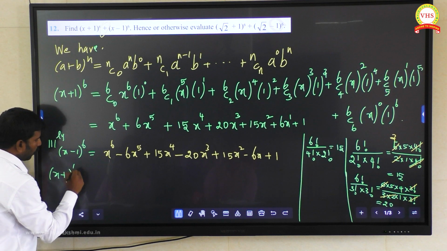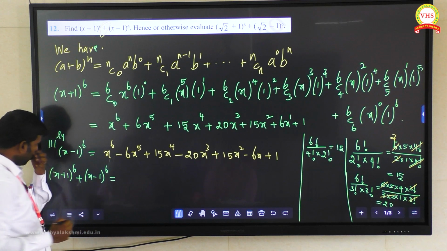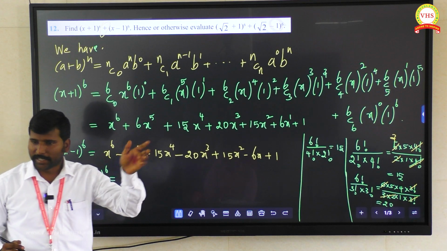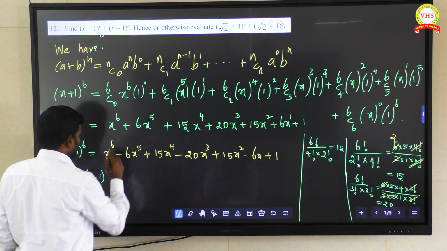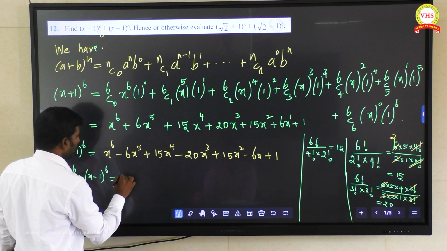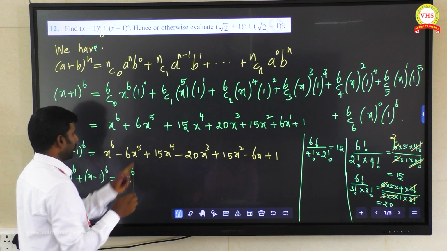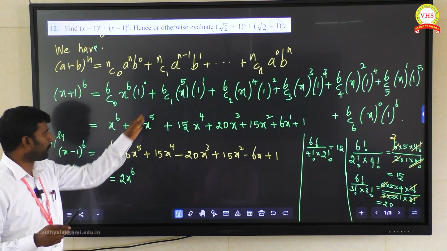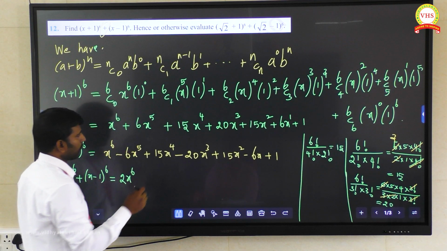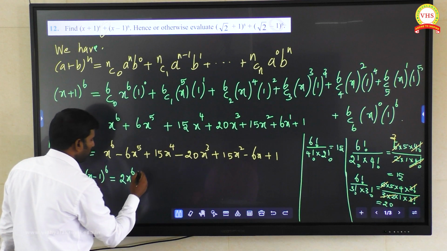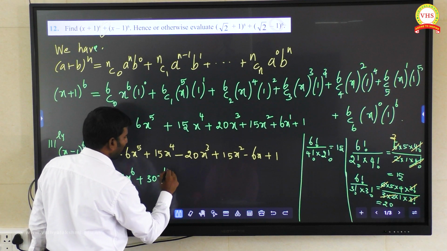Then add both. So what I am doing now here? x plus 1 whole power 6 plus x minus 1 whole power 6 equal to. When we add, alternate sign means opposite sign will be cancelled, right? So x power 6 will be the same sign, then we are adding: 2x power 6. And this will be opposite sign, plus 6 minus 6 will be cancelled. x power 5 term will be cancelled. Then x power 4 term will be there as it is, then 15 plus 15, 30 x power 4.